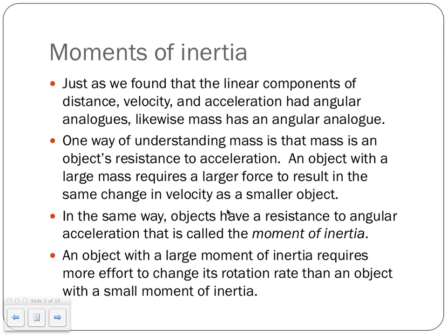Just as we found that the linear components of distance, velocity, and acceleration also had angular analogs, instead of talking about acceleration, we could talk about angular acceleration, instead of velocity, angular velocity. Likewise, mass has an angular analog as well. One way we can think about mass is that mass is basically an object's resistance to acceleration. If you have a very light object, one that has a very low mass, it takes a very, very small force to result in an acceleration. If the object had a larger mass, then applying that same force would result in a much, much smaller acceleration.